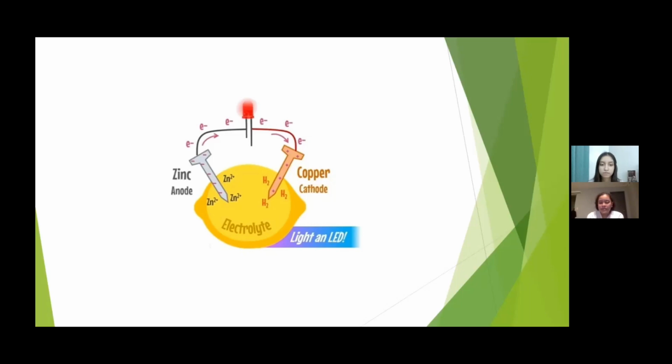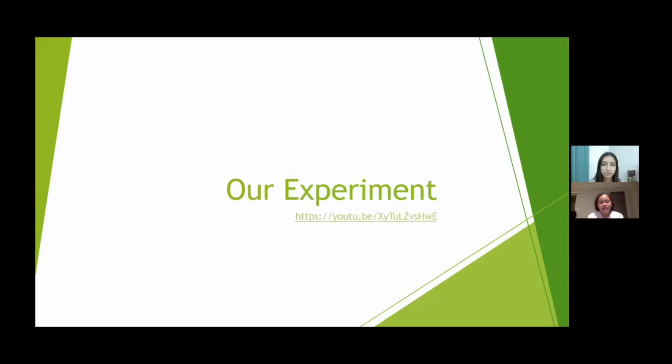But if they weren't, the electrons would flow directly, and the LED wouldn't have had enough energy to be turned on. The same thing would happen with the electrical potential, because if there wasn't a difference, electrons wouldn't flow at all. So the LED obviously wouldn't turn on. Now let's see how our experiment went.